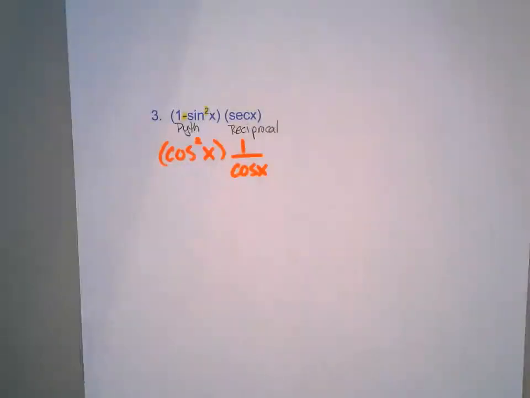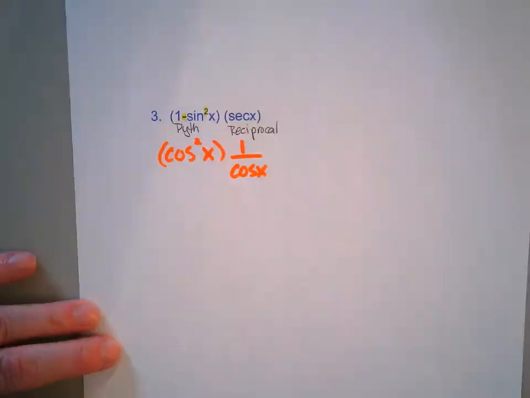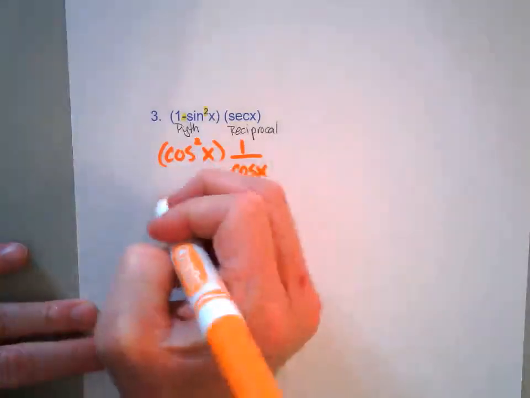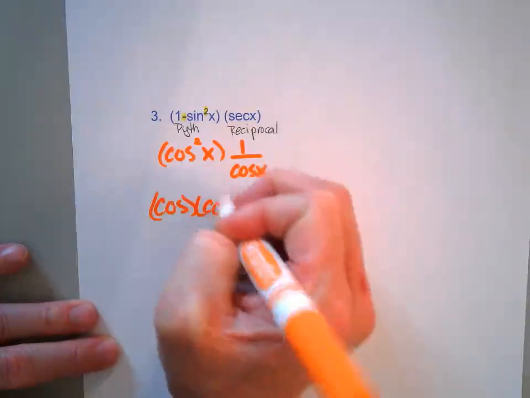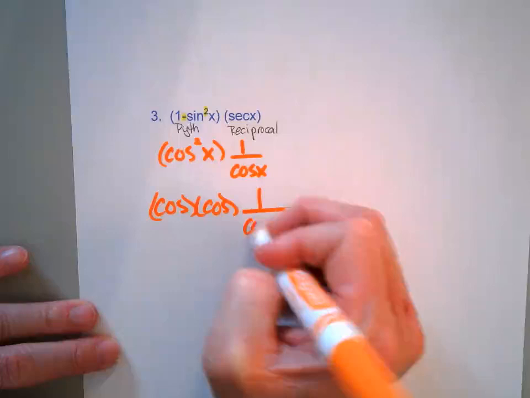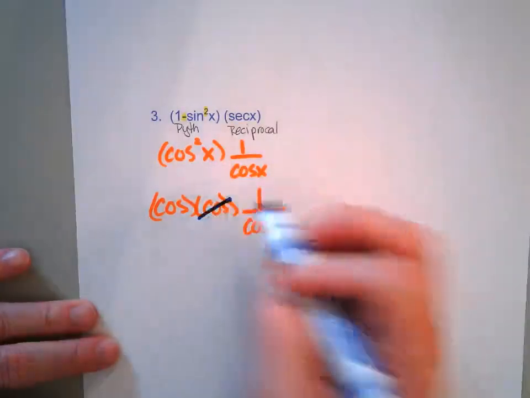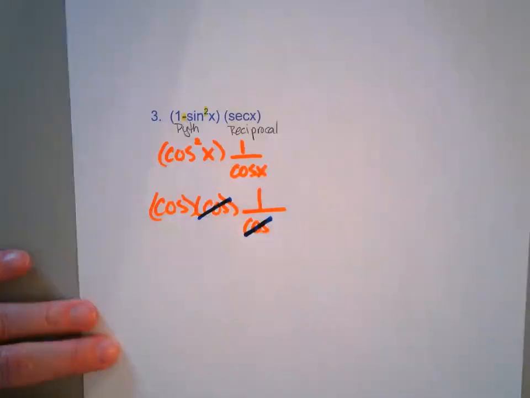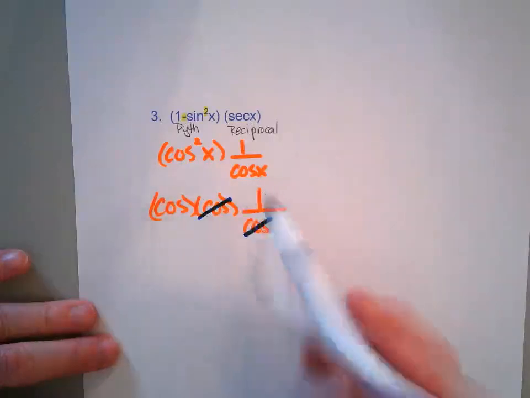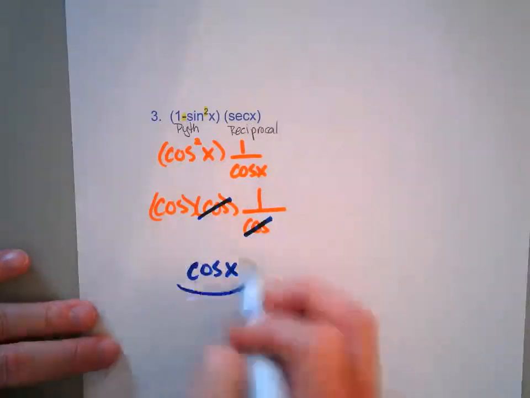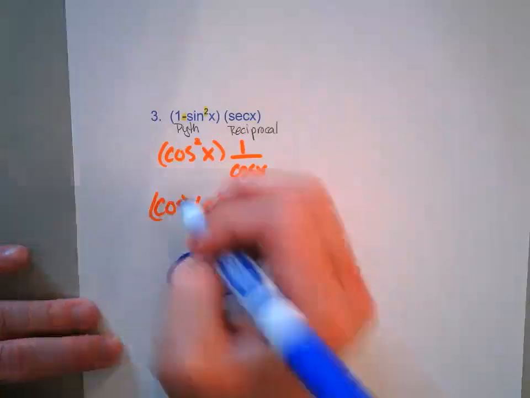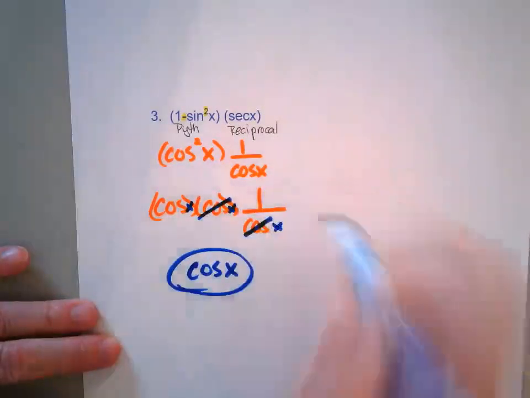Okay, so now what happens here? Well, remember that cosine squared really means you have cosine times cosine, and then you have 1 over cosine. So it's a 1 for 1 cancellation. You have 1 on the top, and you have 1 on the bottom. And that's your cancellation. So what remains? We'd have a cosine. And I did a bad thing. Should have put x on all three of those. Don't get lazy.